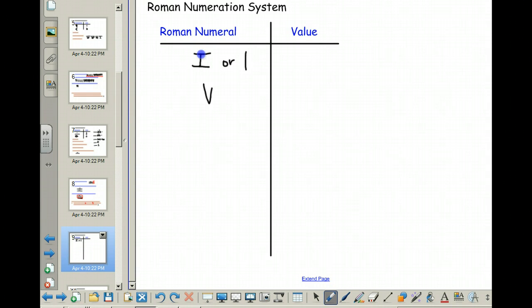We've got I, V, X, L, C, D, and M. And those are the only numerals. What value is the first one? One. What value is the V? Five. What value is the X?